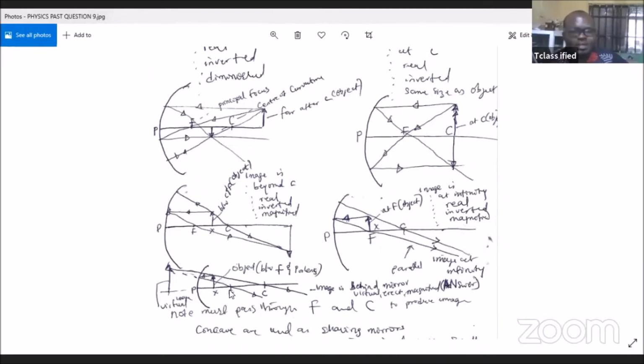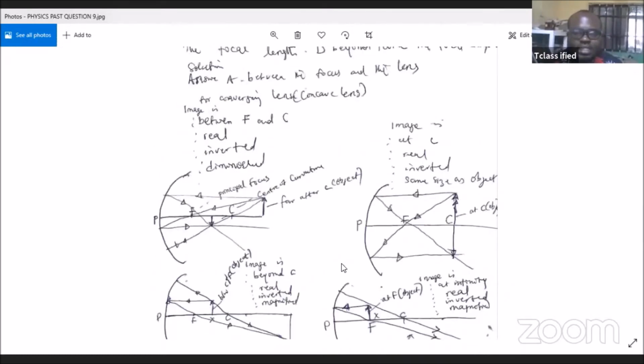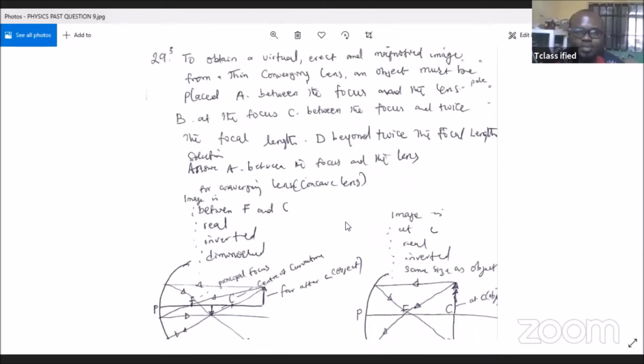Then lastly, you can have the object placed between the pole, or the lens, and the focus. In that case, this is the image. The image is behind the lens. It is virtual, erect, and magnified. So from the illustration I've given you now, which of them do you think answers the question? Check out.